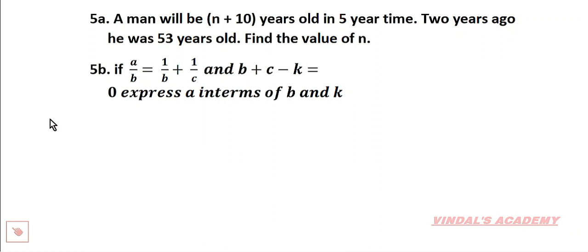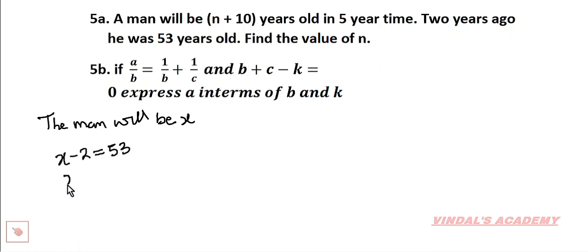So what will the man be? The man is X years now. So 2 years ago is going to be X minus 2. X minus 2 is going to be equal to 53, because 2 years ago he was 53 years old. So that means now the man is 55 years. The 2 will go here and add.